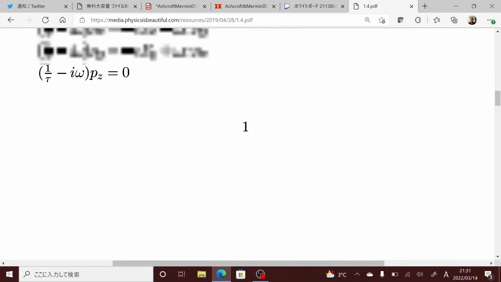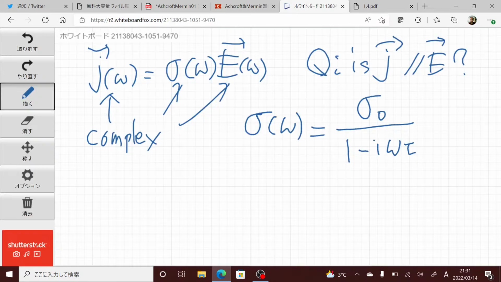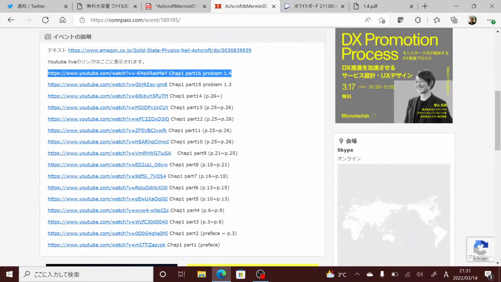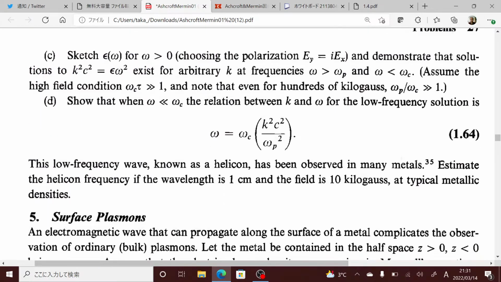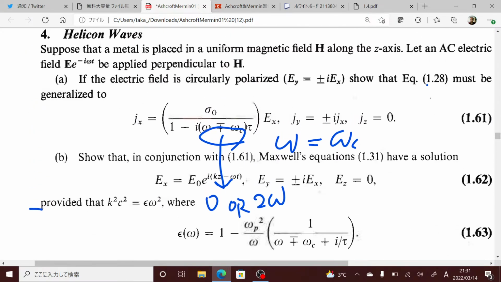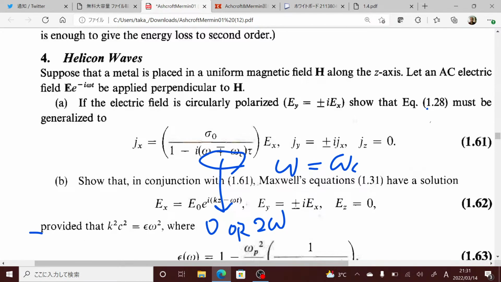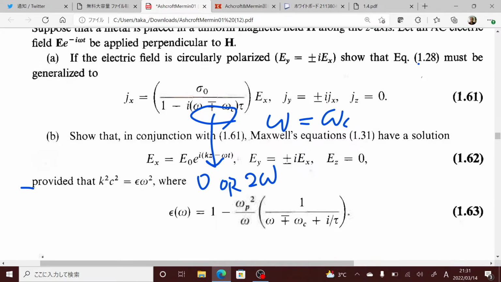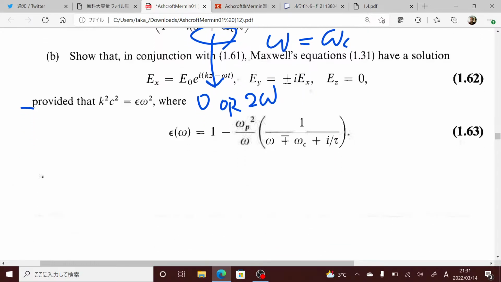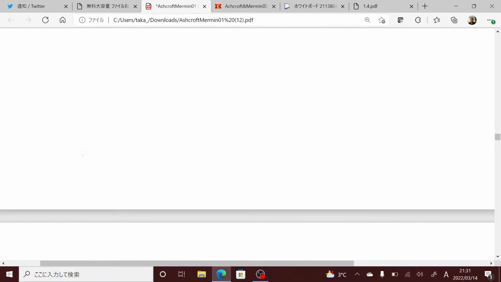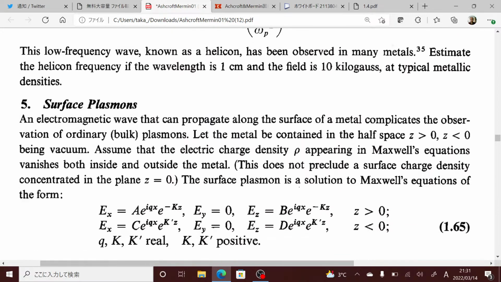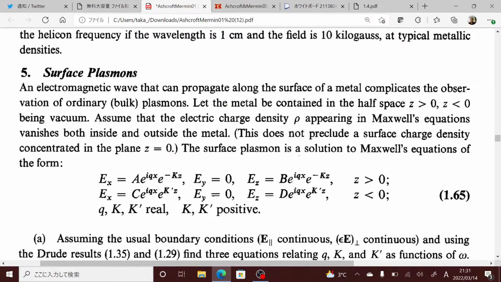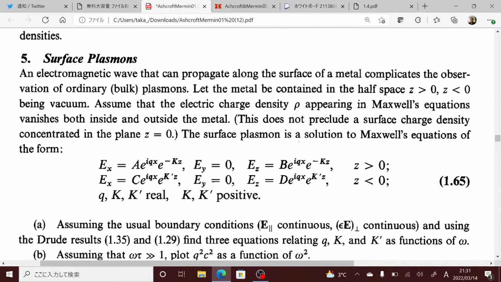Anyway, let me see. How should I treat this? I think I need more explanation about electromagnetism to understand this part, helicon waves. So I'd probably like to skip this problem, and then next time I will work on problem 5.